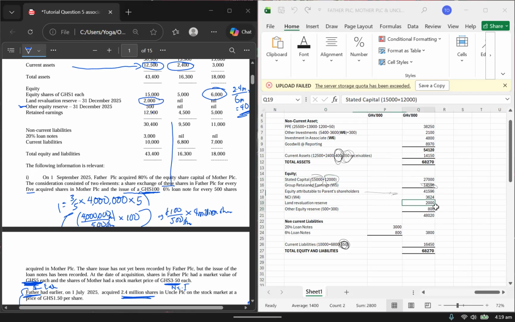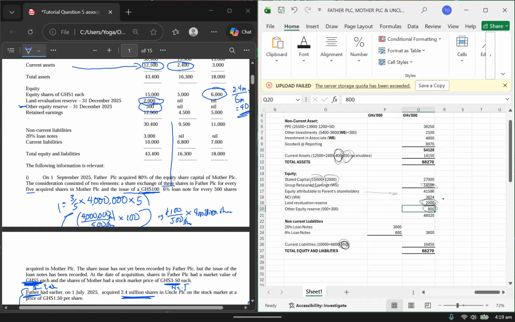2,000. You bring the 2,000. And then other equity reserve. Initially, it was what? 500. And then we said there has been a revaluation of the equity reserve, and it has increased by 300. So you add the 300 to it, you get 800.